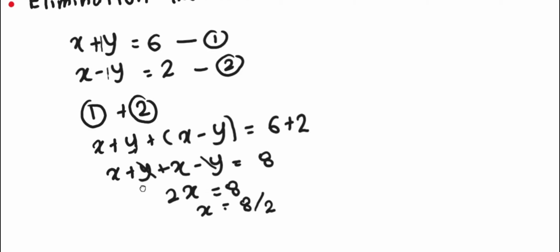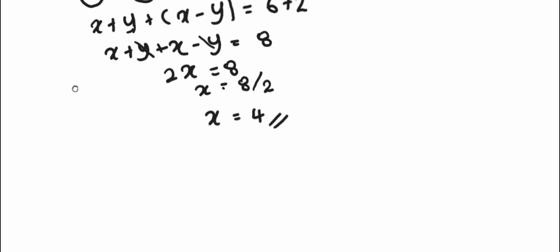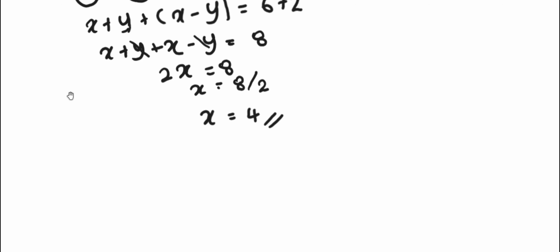8 is divided by 2. What is the answer? It is 4. Now we got the answer for x. Still, we haven't got the answer for y. Our next step is to find the answer for the other variable, the variable y. So how are we going to find that?